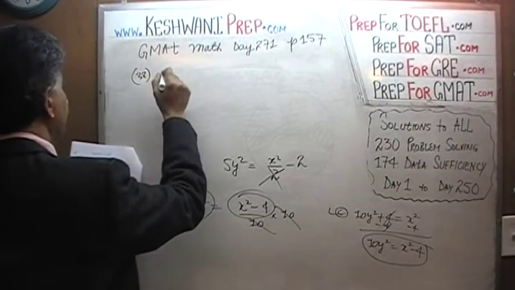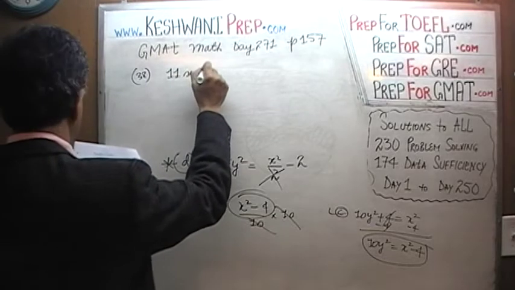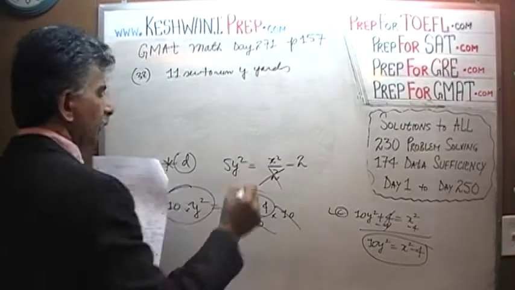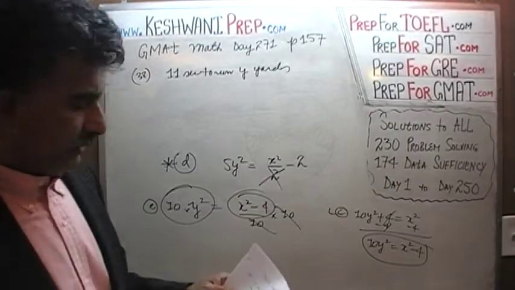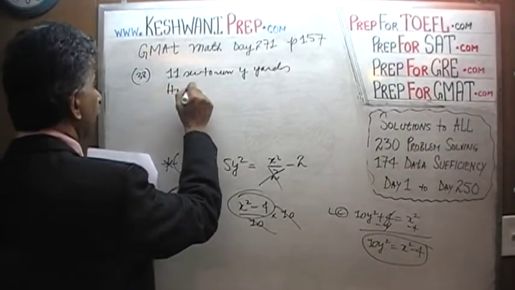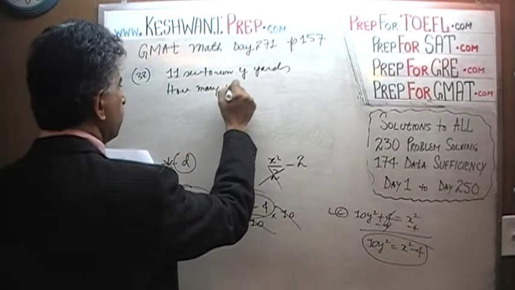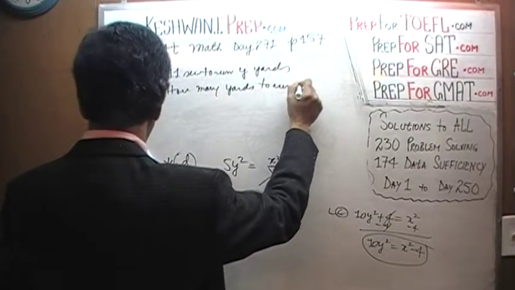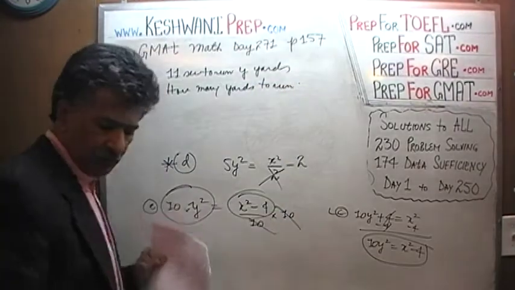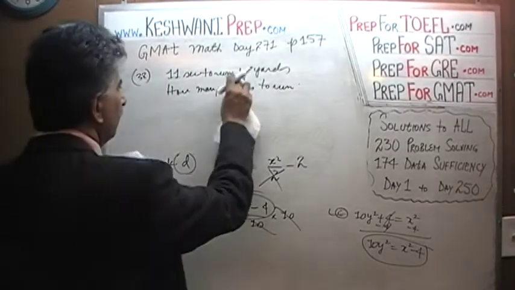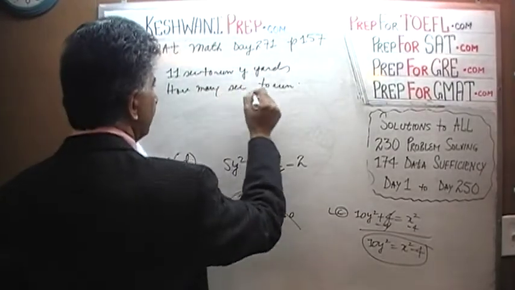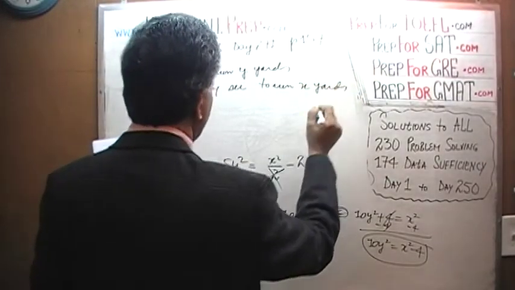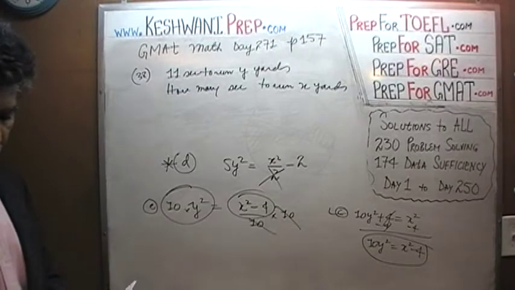In 38, we are told that 11 seconds are needed to run y yards. The question is, how many seconds do we need to run x yards? That's the question. Well, there are a couple of ways we can go about it.